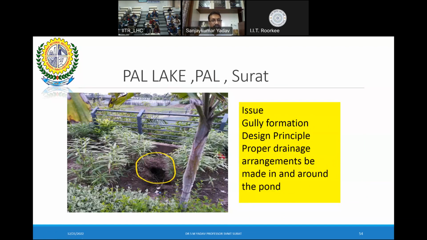The gully formation: the pond has been constructed. It is not lined. You can see from this picture, it is with an earthen slope. And as this is an earthen slope, in case of heavy rainfall, gully formation takes place, which will lead to, you can see that there is a wall, and it may lead to the failure of this particular wall, ultimately leading to the failure of the slope. So proper drainage arrangements should be made in and around the pond.